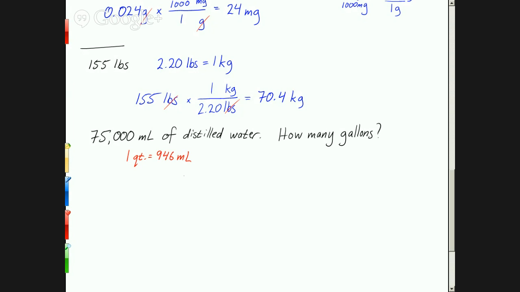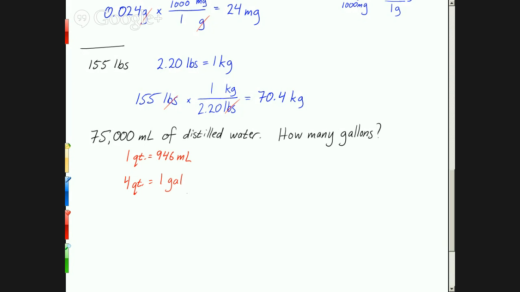What do we do with that? There's ways to convert one part of it and then use the answer to convert it into the next. Yeah, we're going to have to do a couple steps here. What does the quart help us? Yeah, because we can also look up or know that there are 4 quarts in 1 gallon. So we're going to have to go milliliters to quarts and then quarts to gallons.